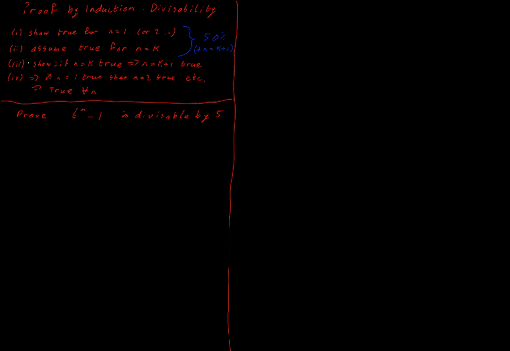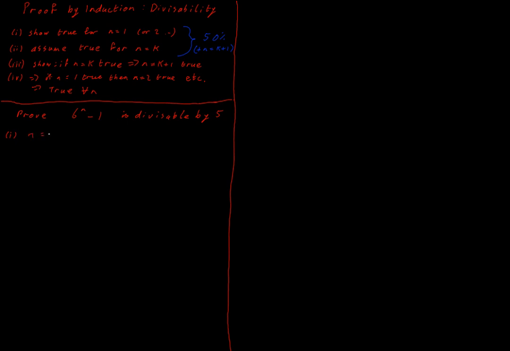Now, we're going to follow these steps for proving that 6 to the power of n minus 1 is always divisible by 5 for any value of n that is a natural number, I should say. So, what's step 1? It's going to be prove that this is true for n is equal to 1. And again, we know that sometimes you might say n must be 2 or 3 or greater than a particular number. But in this case, we can just say n is equal to 1.